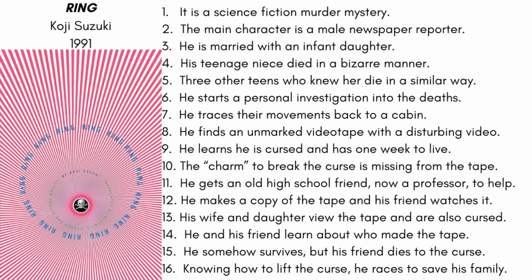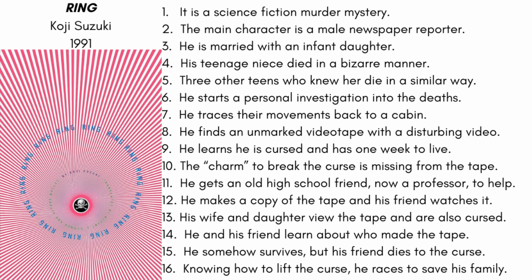Ring, written by Koji Suzuki, published in 1991. Number 1, it is a science fiction murder mystery. Number 2, the main character is a male newspaper reporter. Number 3, he is married with an infant daughter. Number 4, his teenage niece died in a bizarre manner. Number 5, 3 other teens who knew her die in a similar way.